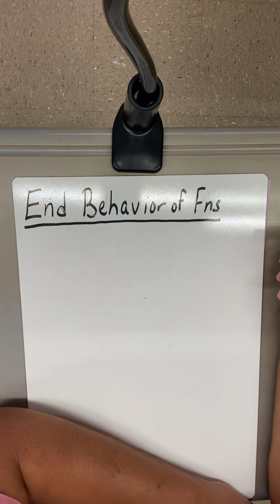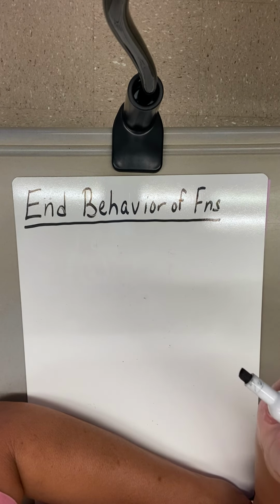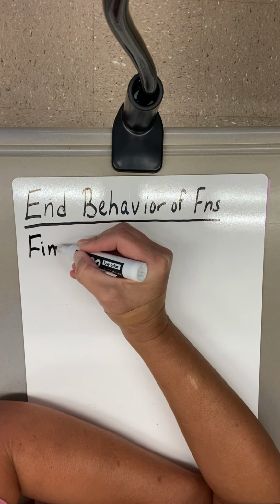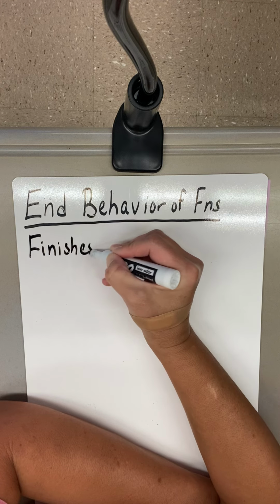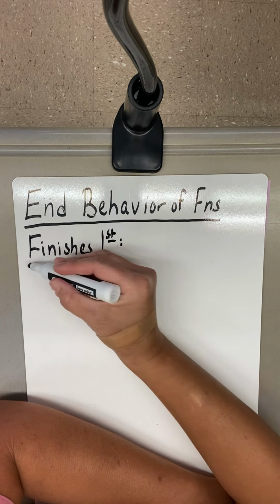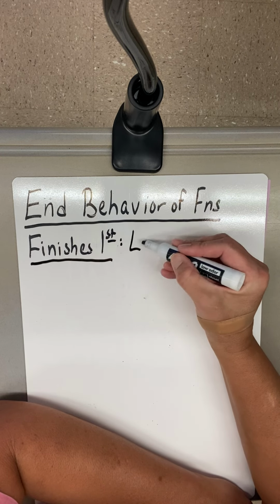So the first thing is, for end behavior, you have to tell how a graph finishes first. You have to tell how it finishes first. Remember, if you're not first, you're last. And to tell how a graph finishes, you're going to look at the leading coefficient.